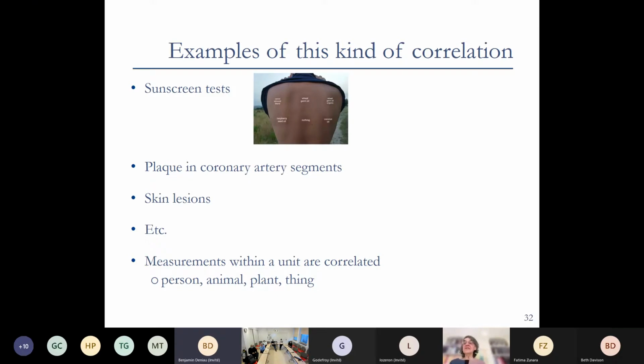Plaque in coronary artery segments. I've seen experiments where they'll take the same person, the same segments, and then treat them as if they're independent observations, which they're not because they're in the same person. Skin lesions, same sorts of things. So what you have to think about is that measurements within a unit are in general correlated. Whether it's a person, an animal, a plant, a thing, if it's within the same unit, they'll tend to be correlated. Next.